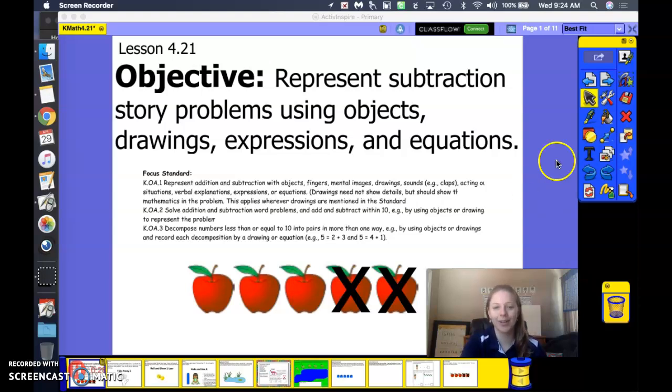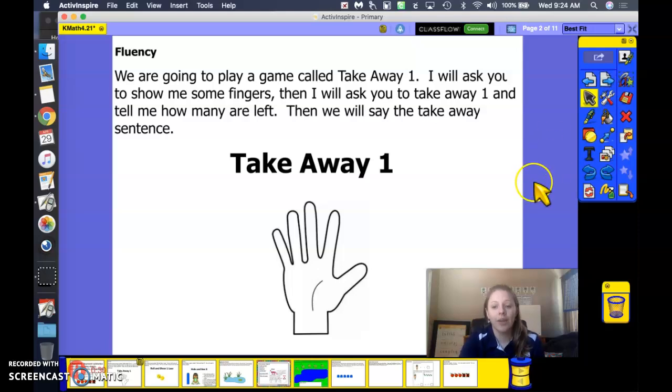Let's get started. All right, the first thing we're going to do is a game. So we're going to play the take away one game. I will ask you to show me some fingers. Get your fingers warmed up. Then I will ask you to take away one and tell me how many are left. So let's go ahead and get started.